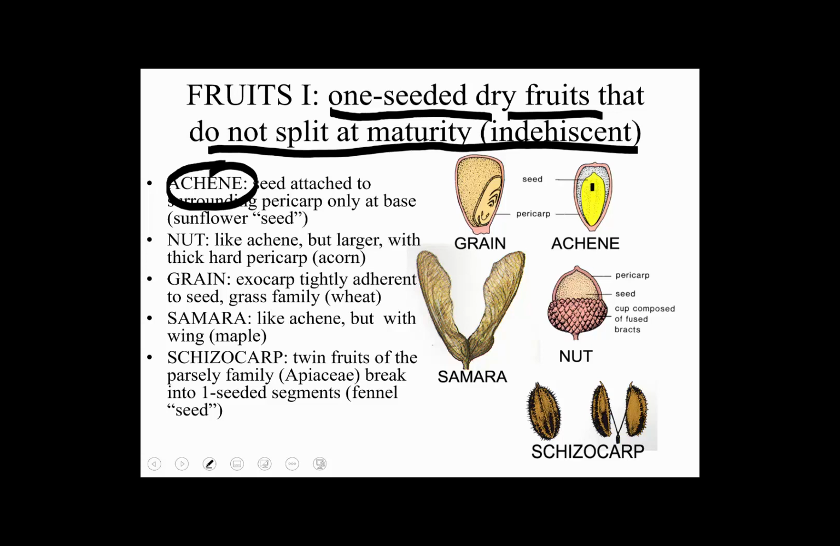Achenes have a seed and a pericarp that are separate from each other. And so you can crack open the ovary, pericarp, and release the seed. Contrast that with a grain. A grain has the pericarp, ovary wall, and the seed tightly adherent so that you can't crack it open to release it. And this is a fruit that's found only in one family, but oh, what a family.